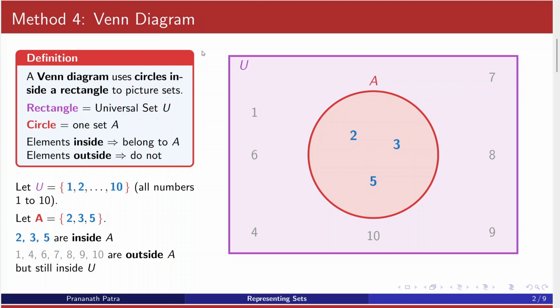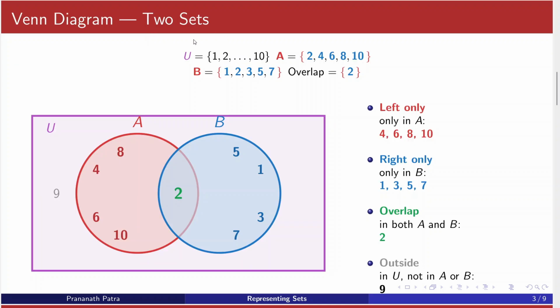Now, let's take a step forward and see what happens when we have two sets at the same time. Let's keep our universal set exactly the same, the numbers from 1 to 10. But now we have two different sets. Set A contains the even numbers 2, 4, 6, 8, and 10. Set B contains the numbers 1, 2, 3, 5, and 7. Notice that the number 2 is in both set A and set B. We call this the overlap. Because of this overlap, we draw our two circles so that they cross over each other in the middle.